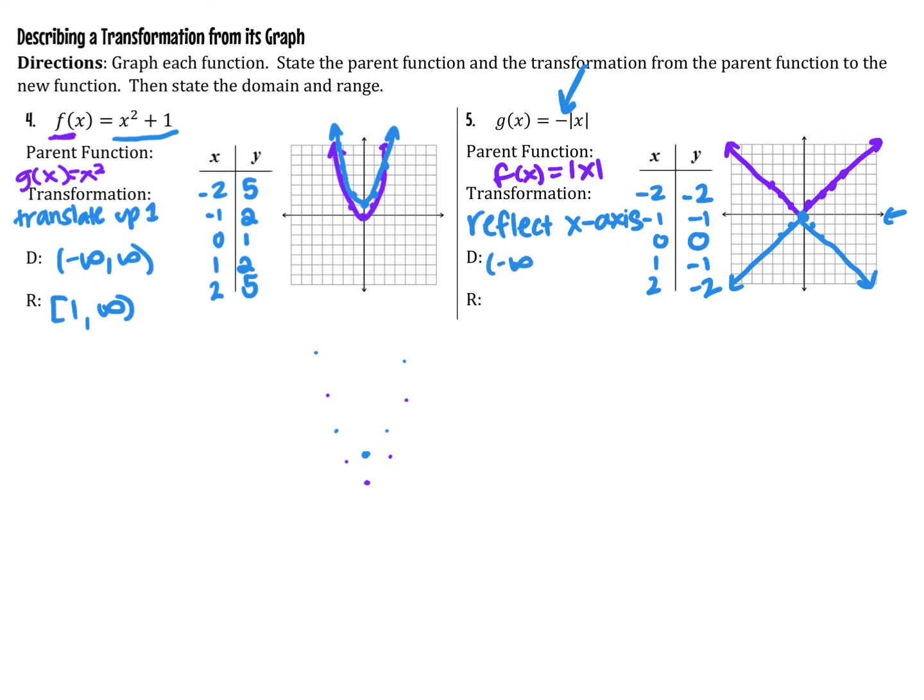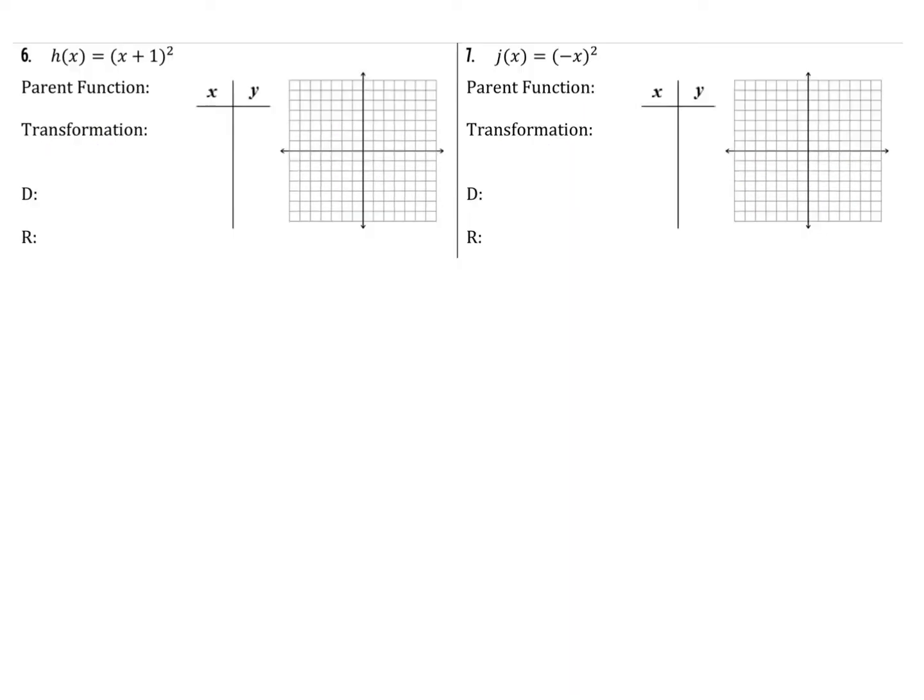Domain-wise, I'm still allowed to plug in any x value, but range-wise, it's a little different. The smallest, that's what I'm asking myself with range, the smallest it ever goes, well, it's going down forever. So the smallest it ever goes is -infinity. The highest it ever goes is right here, and that's just back to 0, and it can be 0, so I'm going to have a square bracket there. All right, let's look at 2 more examples.